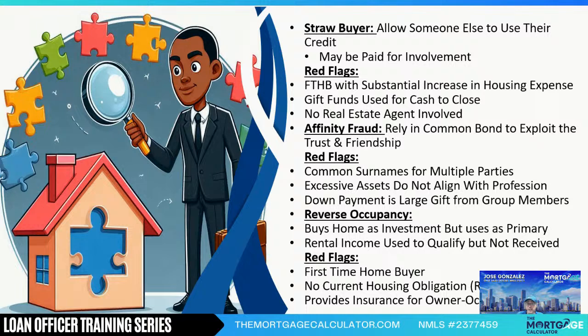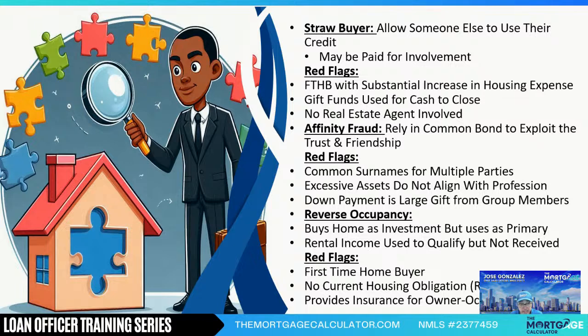Or, just as bad, they state that it's going to be a primary but they use it as an investment. Obviously, the reason they do that is because they're going to get a lower rate as a primary, and they're going to get a higher loan to value. The red flags to look for here also: it's a first-time home buyer, if it's an investment property. No current housing obligation. They're living rent free. That's a really big red flag for the investment property. Are they going to stay living rent free, or are they going to move into the investment property and make it a primary?